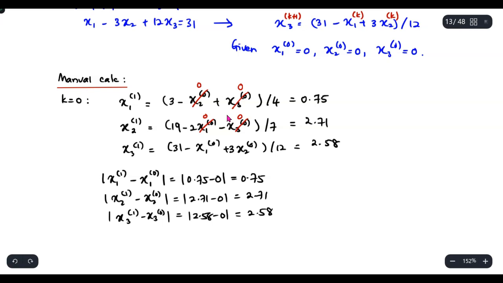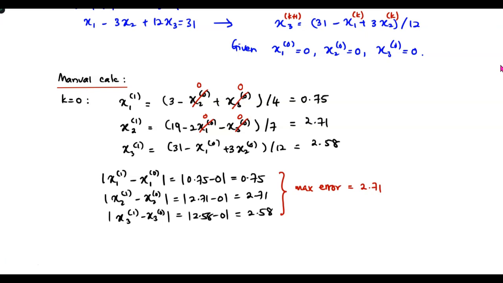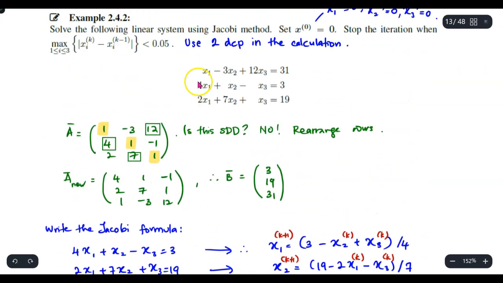Okay, so now you need to check, out of these three, which one is the maximum. Okay, so the maximum error here is 2.71. So this value 2.71 here is still way greater than 0.05. Okay, the epsilon that is given to us in the problem here.